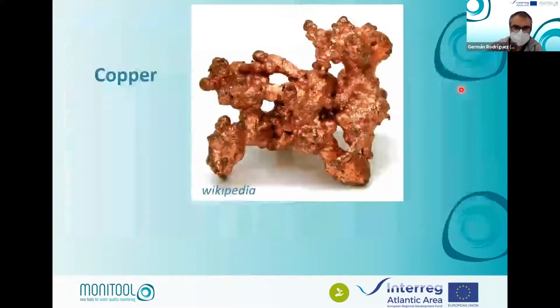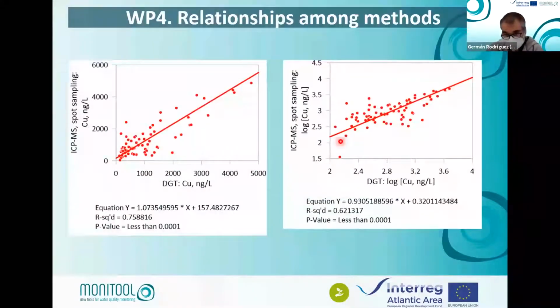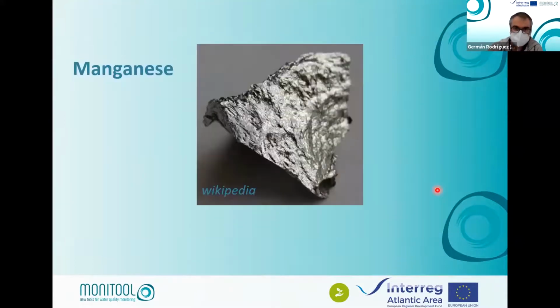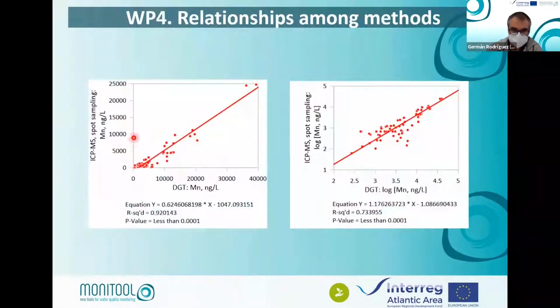Okay. In the case of copper, it's quite good. Also in the linear way, we have a good adjustment, and also in the log-log linear way, adjustment is quite good. Okay. In the case of manganese, the distribution of data is logarithmic.